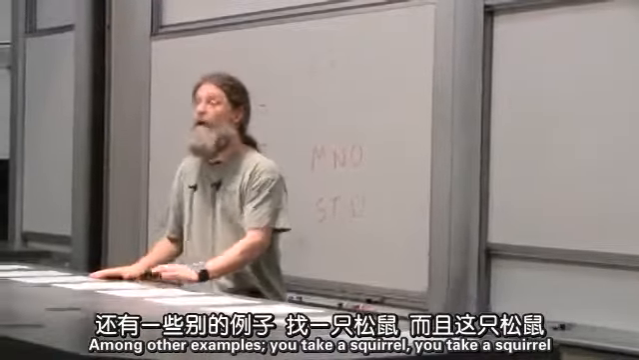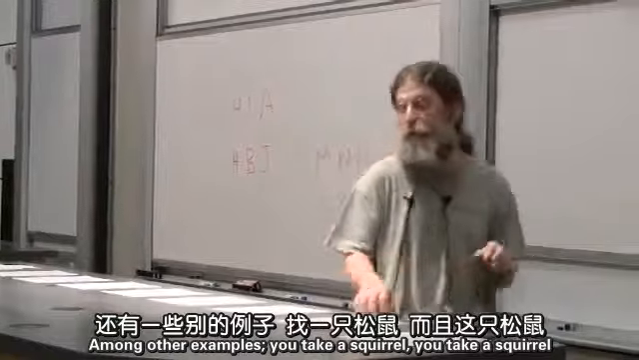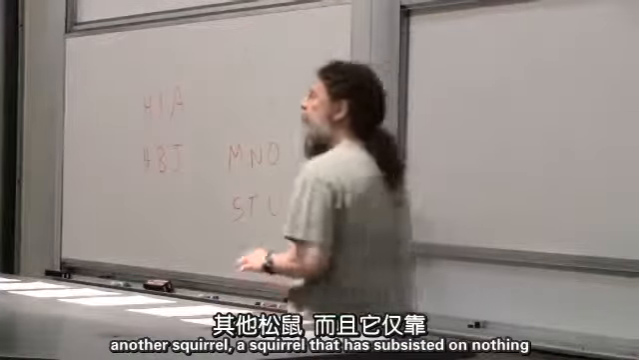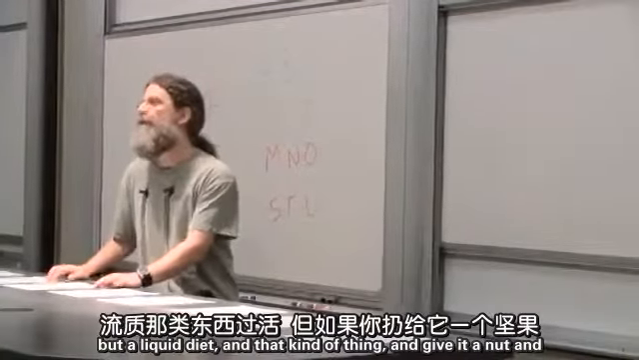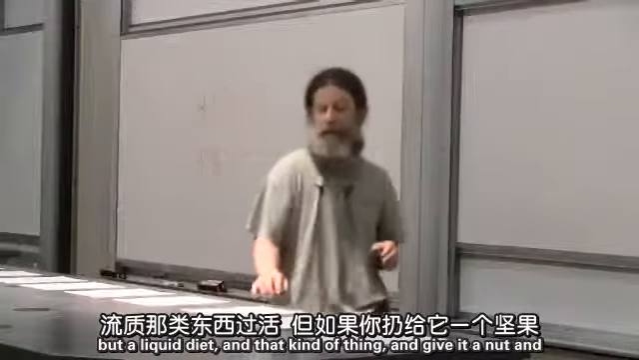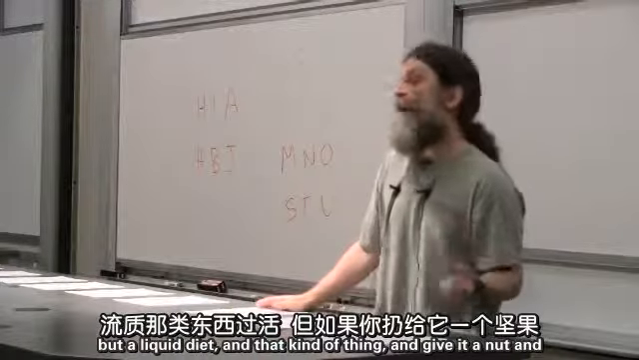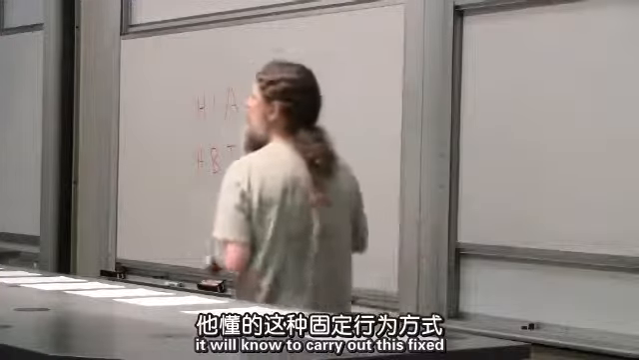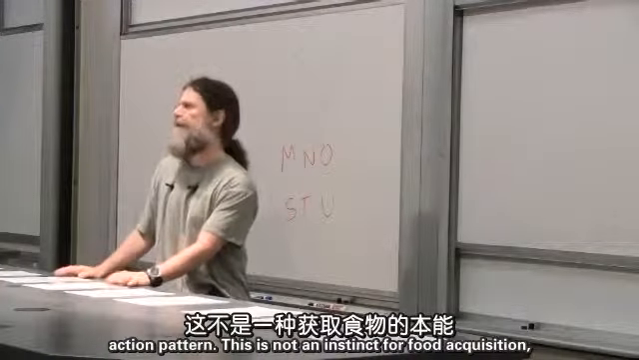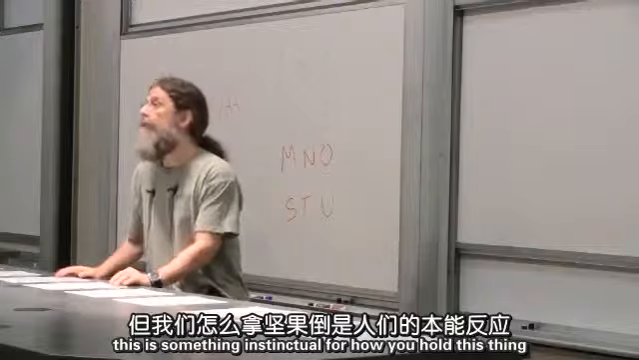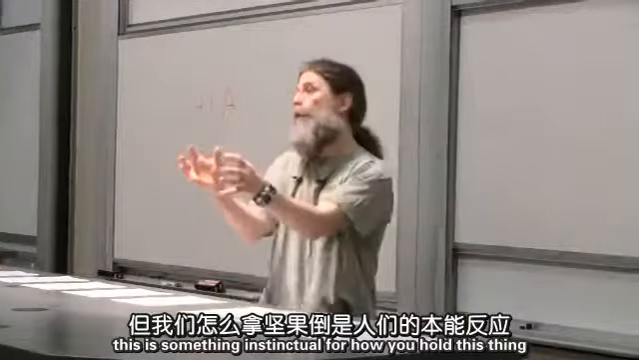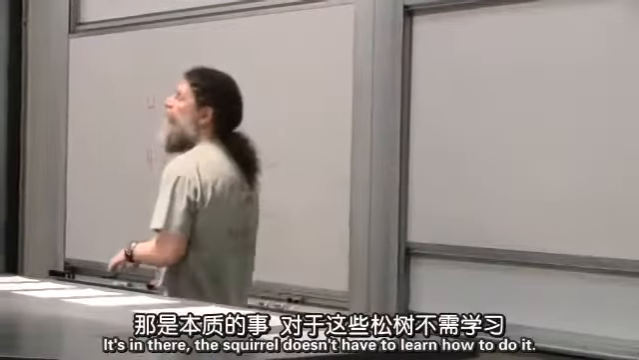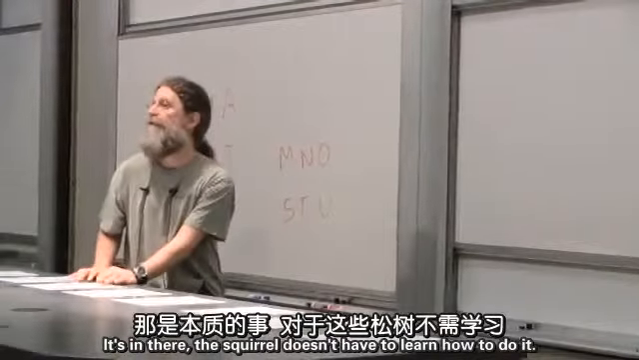And other examples. You take a squirrel that's been raised in a cage without ever seeing another squirrel, a squirrel that has subsisted on nothing but a liquid diet and that kind of thing, and give it a nut, and it will know how to crack it. It will know to carry out this fixed action pattern. This is not an instinct for food acquisition. This is something instinctual for how you hold this thing and where you chew on it or whatever it is that squirrels do. It's in there. The squirrel doesn't have to learn how to do it.